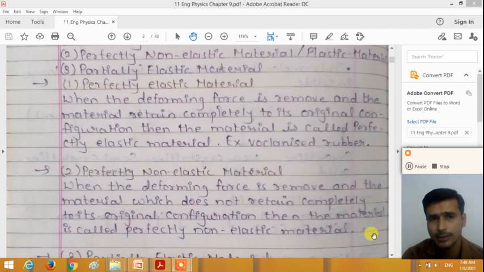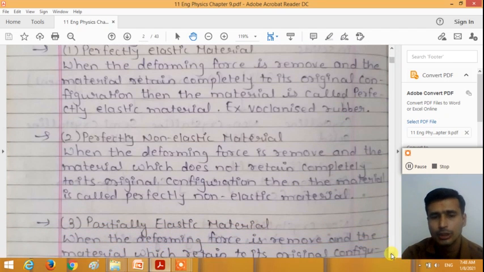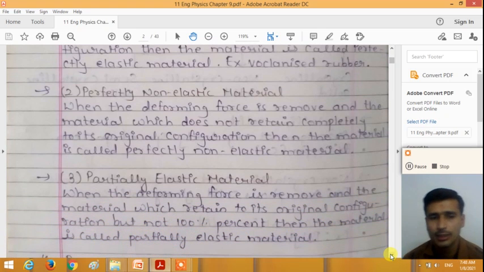And the third one is the partially elastic material. So what do you mean by the partially elastic material? When the deforming force is removed and the material retains its original configuration but not 100%, right? The material will try to retain its original position, but it will not come completely to its original position. Then the material is called the partially elastic material, right? This type of material is known as the partially elastic material.